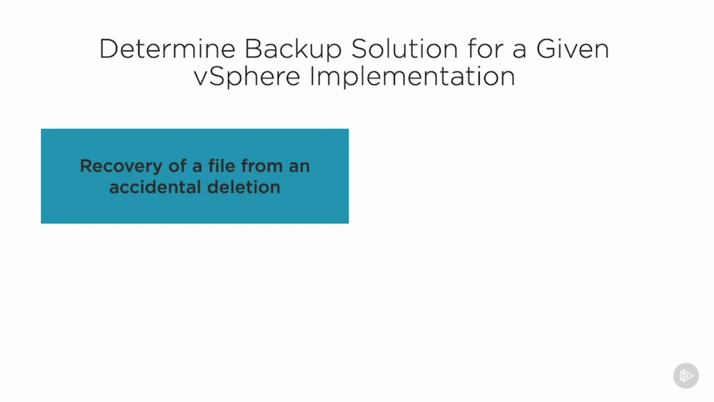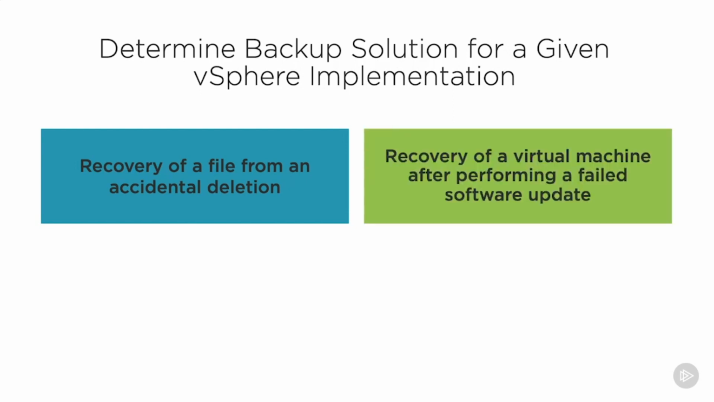I would recommend using a backup and recovery tool like Veeam Backup and Replication. Many of these tools have features in place to help you very quickly restore individual pieces of data, such as a file from a Windows file server. Another scenario would be recovery of an entire virtual machine after performing a failed software update. Now, in most cases, before you perform a software update on an important virtual machine, you're going to take a vSphere snapshot. And if the update fails, you have something to immediately revert back to. That is to restore the snapshot and get your applications back up and running.